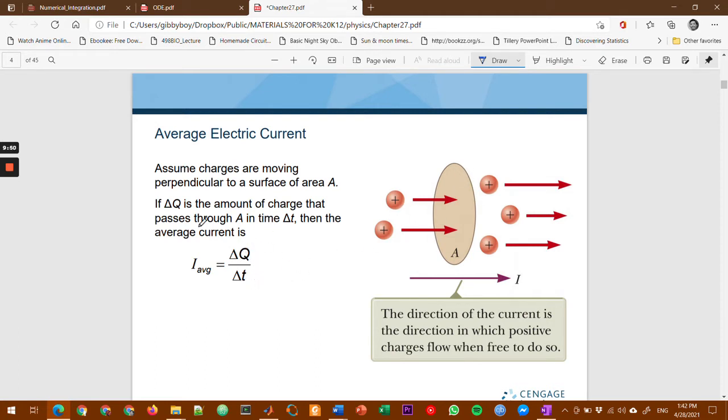So the amount of charge that passes through area A in time delta t, small time, then we can have the average current. Okay, that's what we call the average current. So if delta Q is the amount of charge that passes through the surface A in delta T, we can calculate, as I've said, the average current.